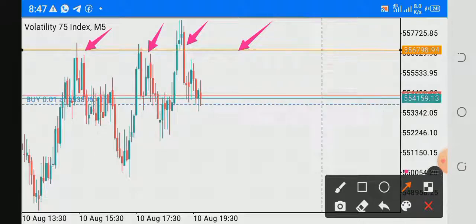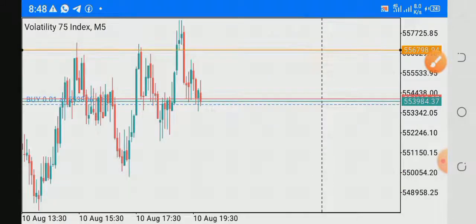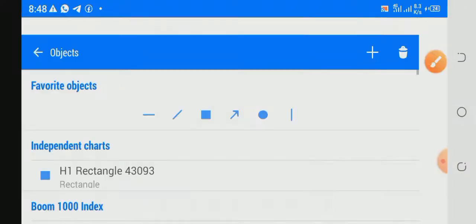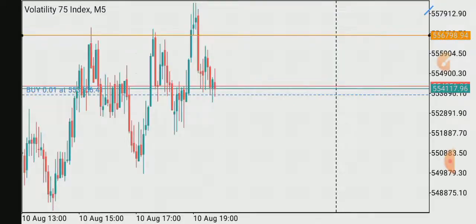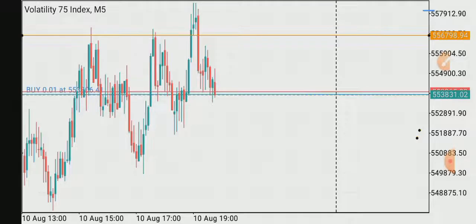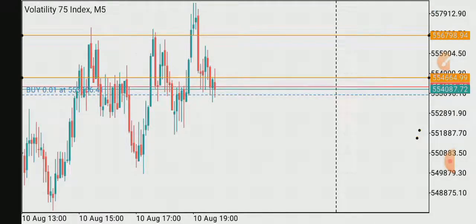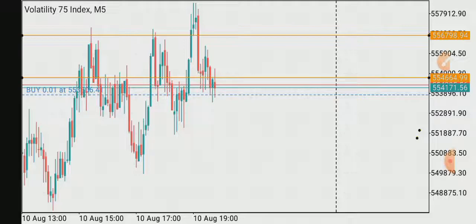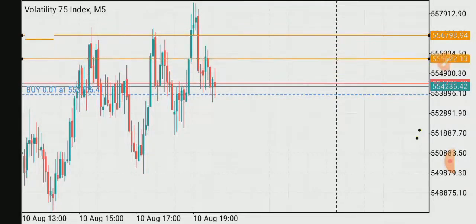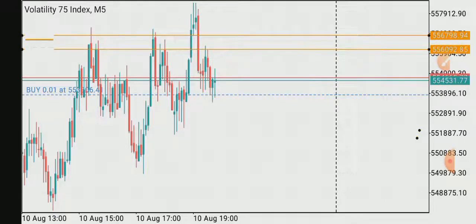So let's look for another resistance or support. Okay, let's get this. Now our point 2 should be here. Good, we have our point 2 here. Our resistance 2 right there.